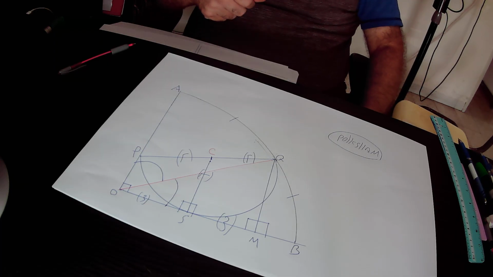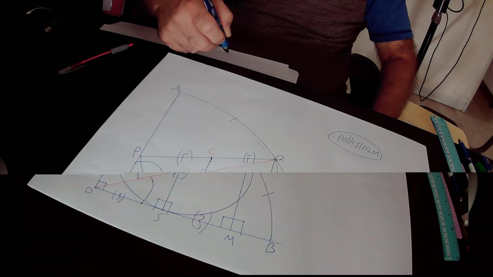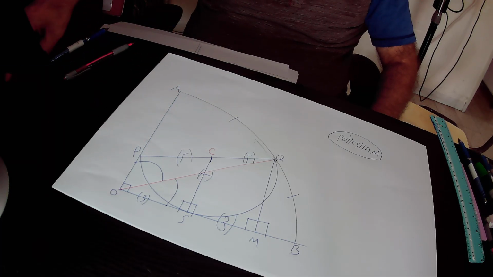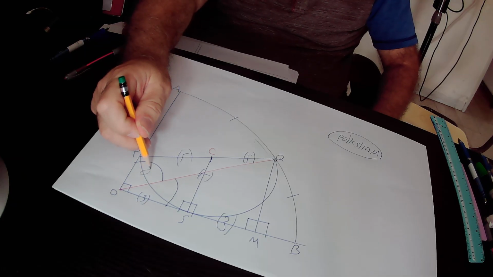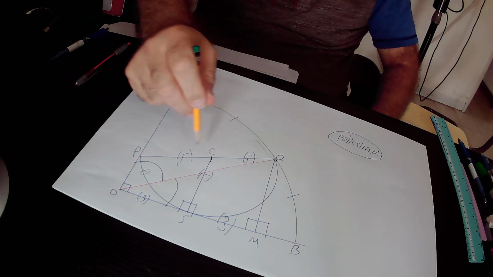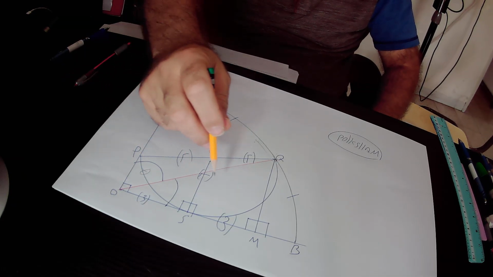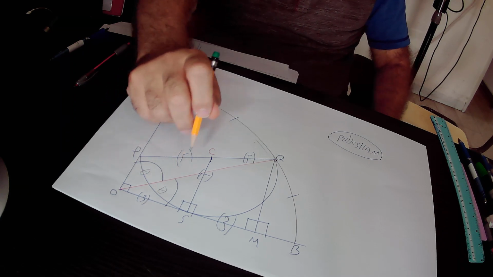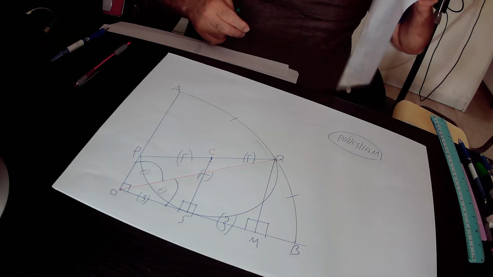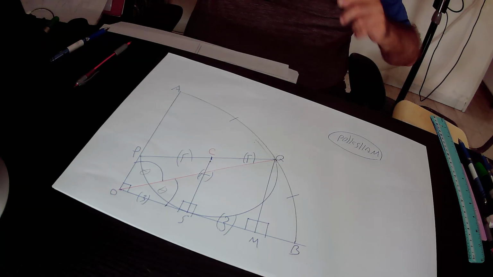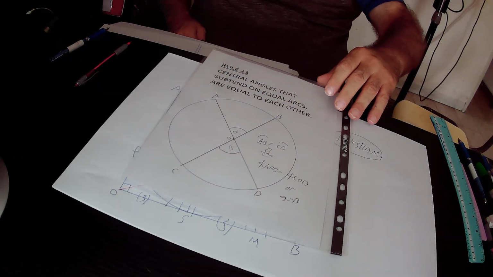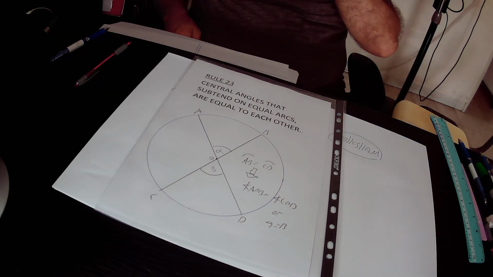So if we define central angle AOQ as theta, then central angle QOB must also be equal to theta, because they are equal to each other according to rule 23. So I click on rule 23. According to rule 23, central angles that subtend equal arcs are equal to each other in their sizes.